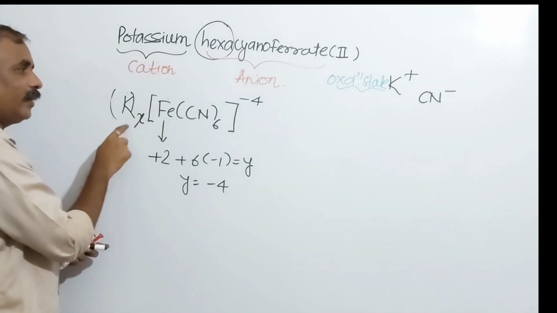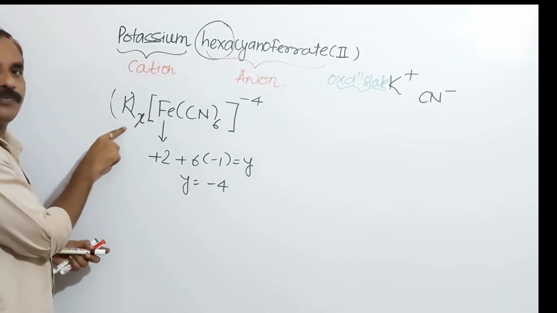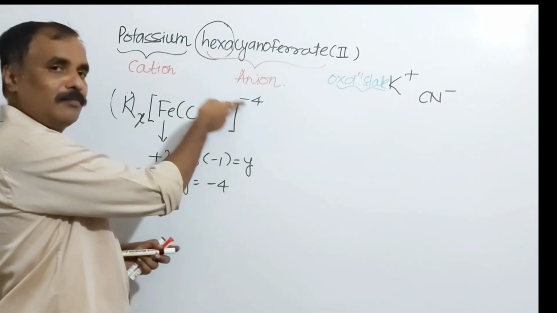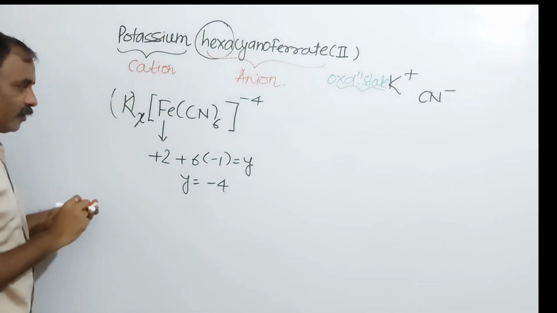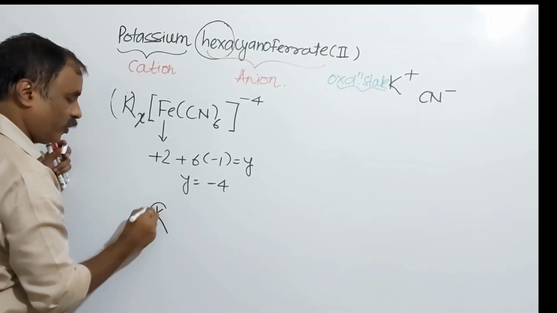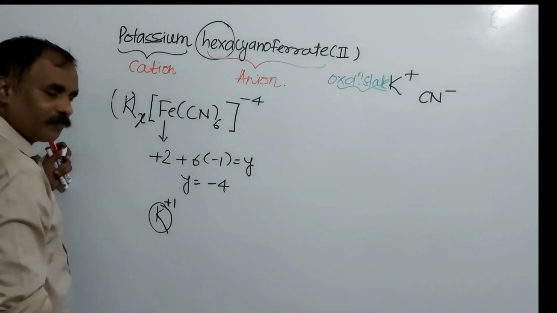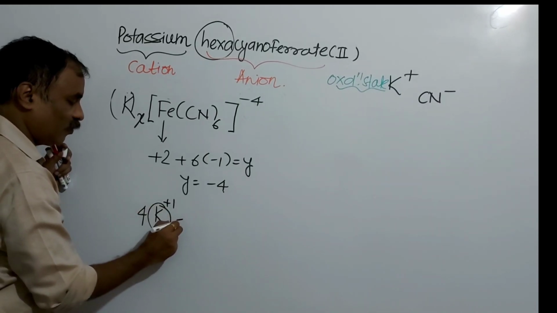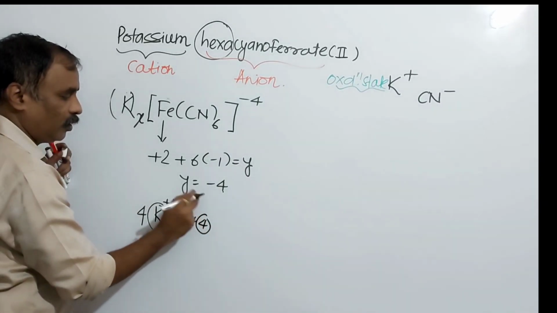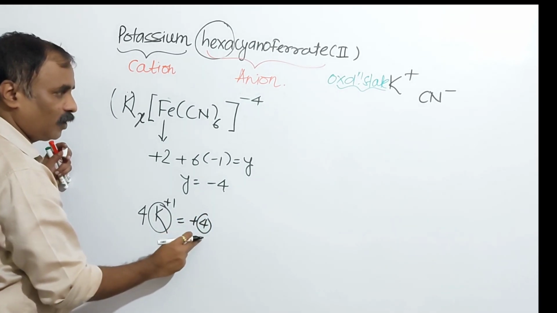So definitely the cationic total charge should be plus 4. Potassium carries plus 1. So how many potassium cations are required here? 4, because 4 into plus 1 equals plus 4. And y equals minus 4, x equals plus 4.